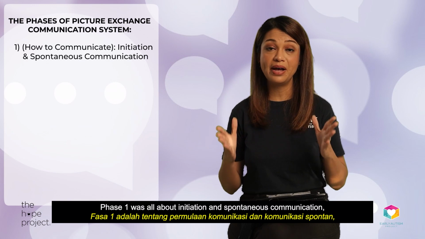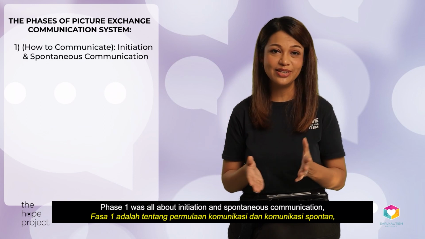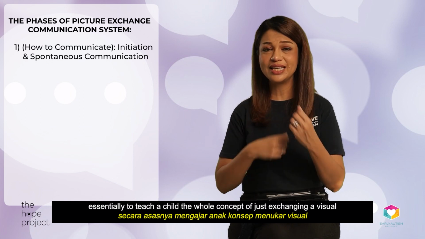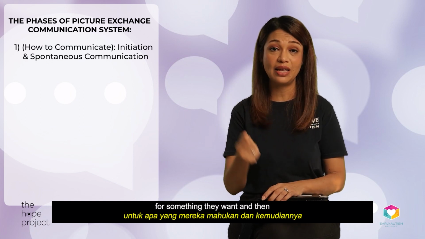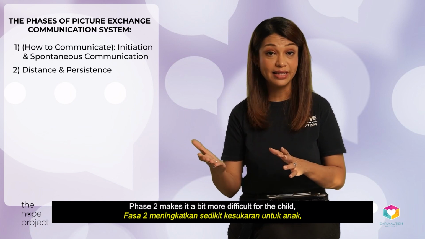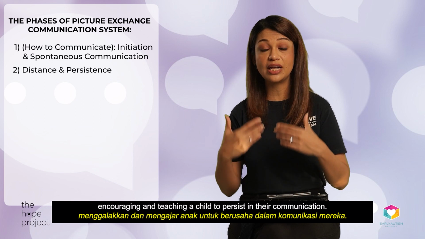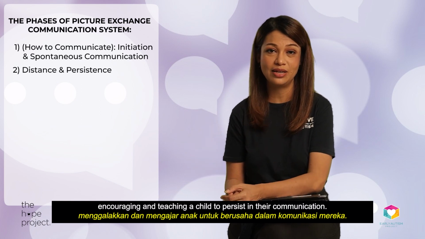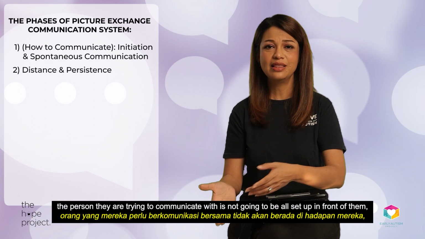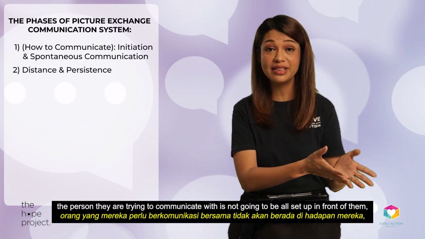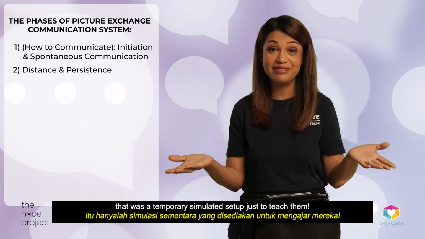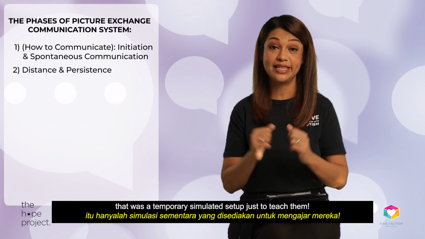Phase 1 was all about initiation and spontaneous communication, essentially to teach a child the whole concept of just exchanging a visual for something that they want. And then phase 2 makes it a bit more difficult for the child, encouraging and teaching a child to persist in their communication. Because in real life, the item a child wants, their PECS book, the person they're trying to communicate with, is not going to be all set up in front of them. That's just a temporarily simulated setup just to teach them.